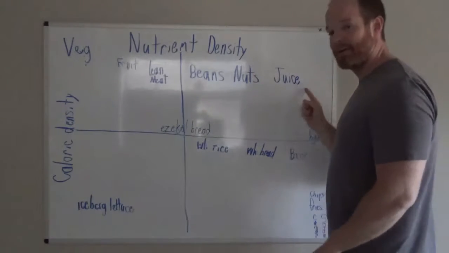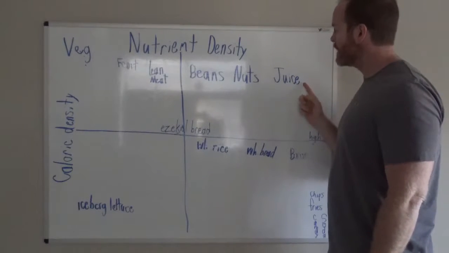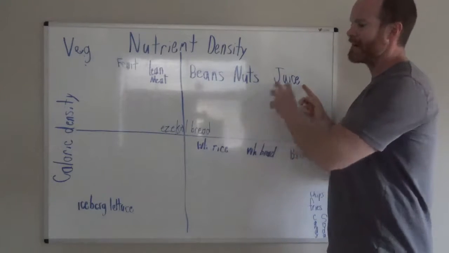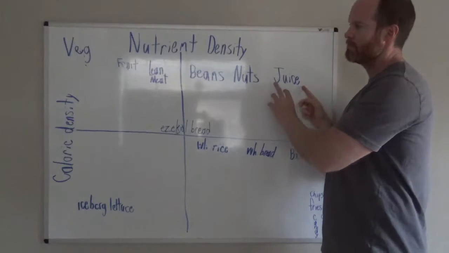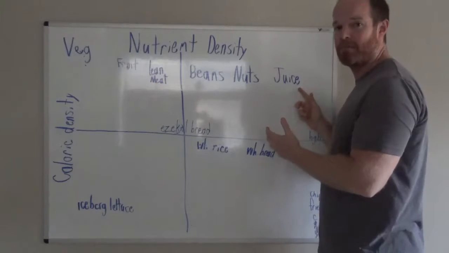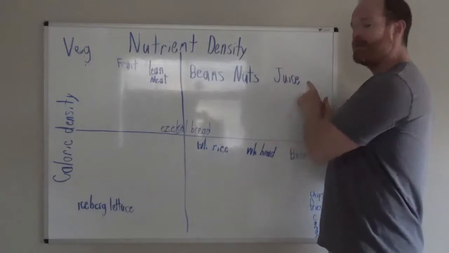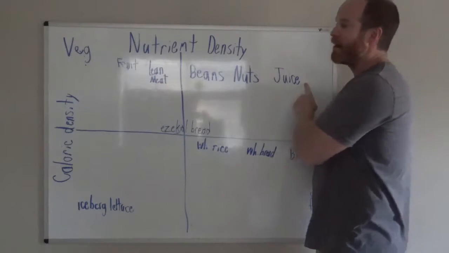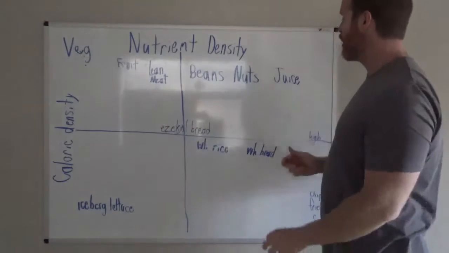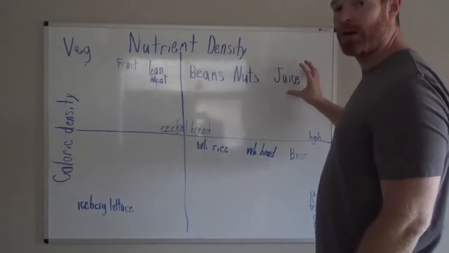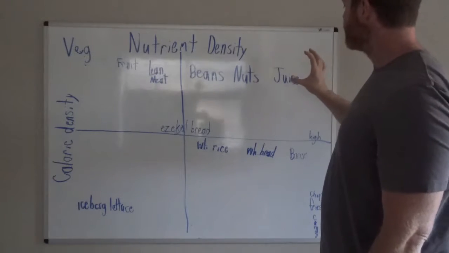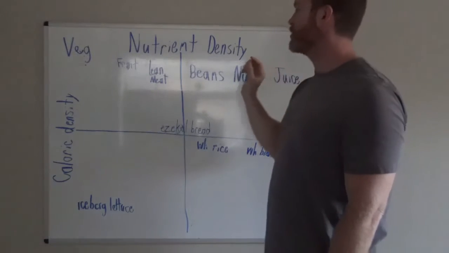Okay? Now juice, on the other hand, is so high in caloric density that the fact that it's high in nutrient density doesn't really help us out, because you're just going to get a sugar rush out of it. And any nutrients you can get in juice, you can get out of the things that the juice is made out of, right? The vegetables or the fruit. So if you're trying to lose weight, you definitely want to avoid juice. If you're trying to gain weight, there's better ways to do it than juice.